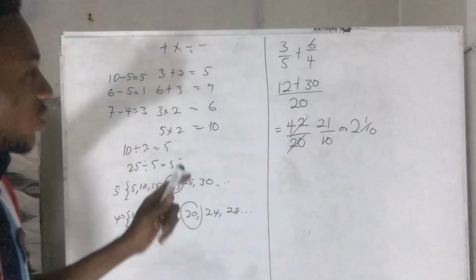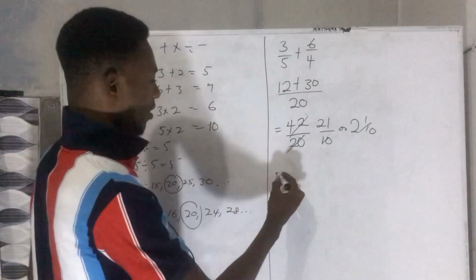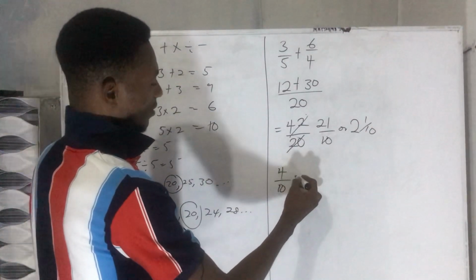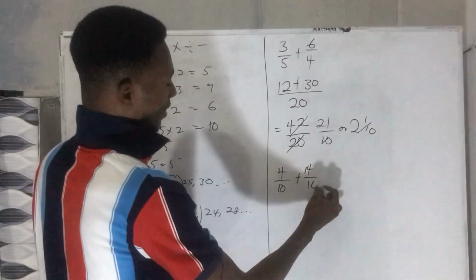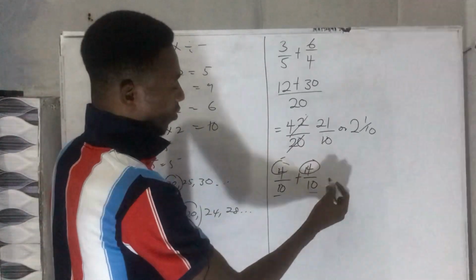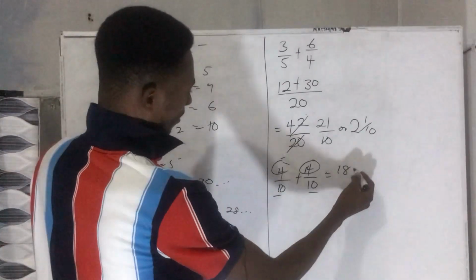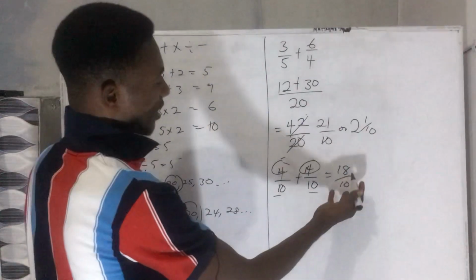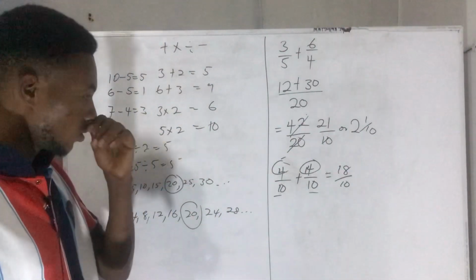So now we'll take the multiplication, but note, whenever the denominators are the same, like 4 over 10 plus 14 over 10, just add this one to this one and go. You get it? So this is going to give us what? 18 over 10. That's all. And you can now change this one to a mixed fraction. Do you understand?